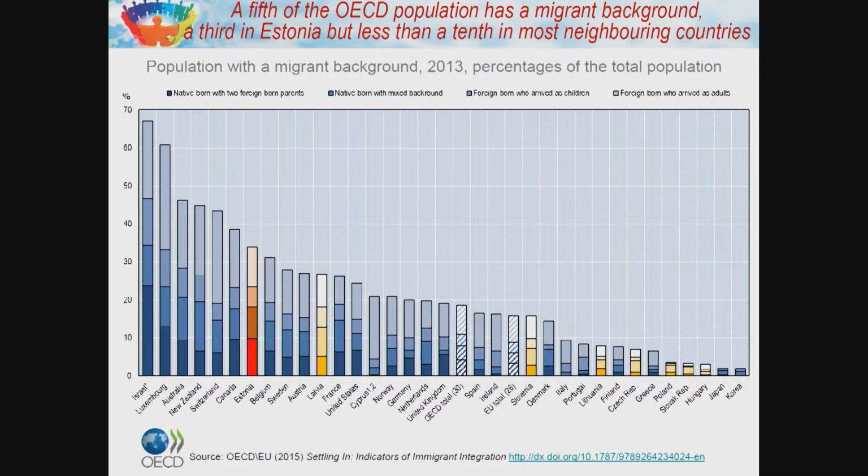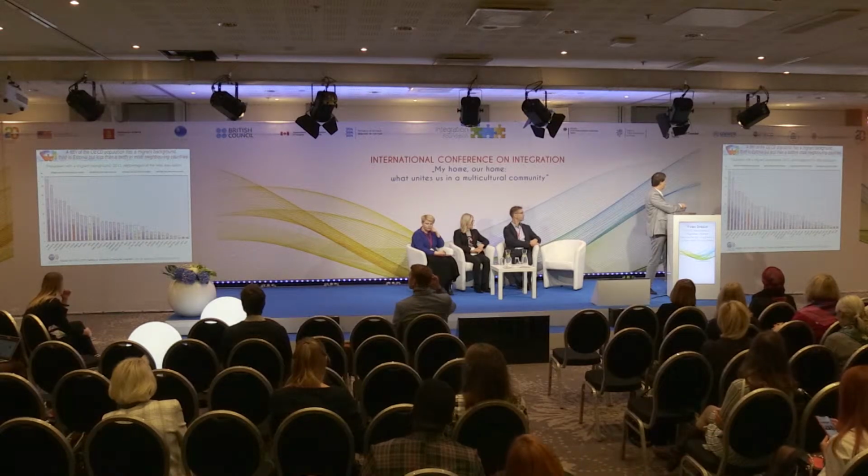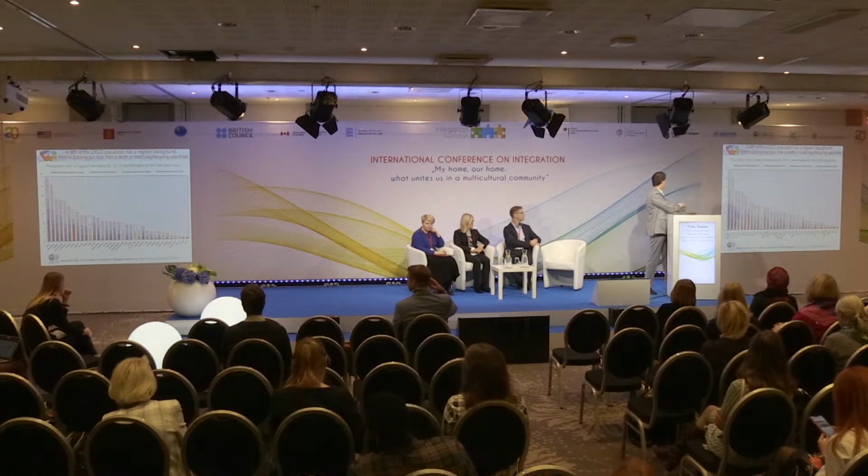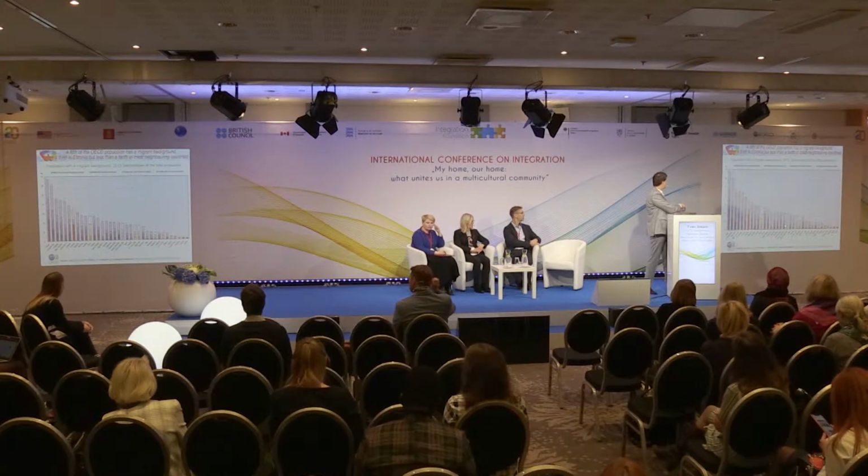My colors are pretty standard. In red, it's always Estonia. In orange, these are all Eastern and Central European countries. And in blue, other countries. And with the specific patterns, this is the OECD and the EU total average.